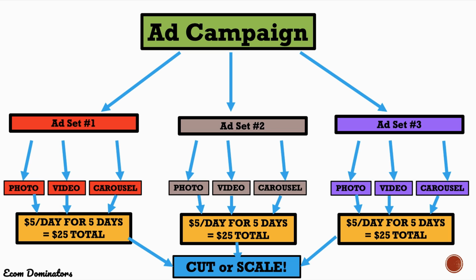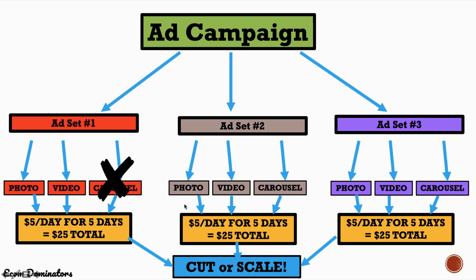So this is how I usually approach my Facebook testing strategy. If I look at ad set number 1 over here in red, and let's just say that I spent $25 in total, I'm going to find that maybe the carousel for this specific ad set doesn't perform as well as photo or video. So what am I going to do? I'm going to cut the carousel ad and I'm going to focus and dump all of my budget into photo and videos, and I'm going to analyze my data after that.